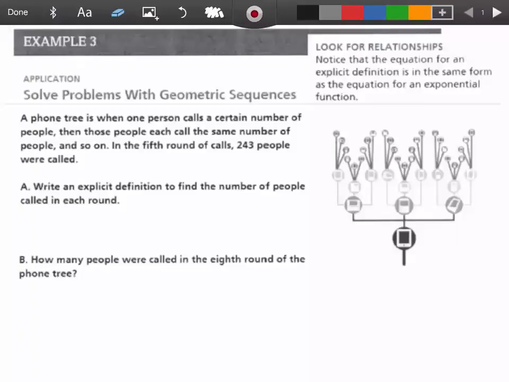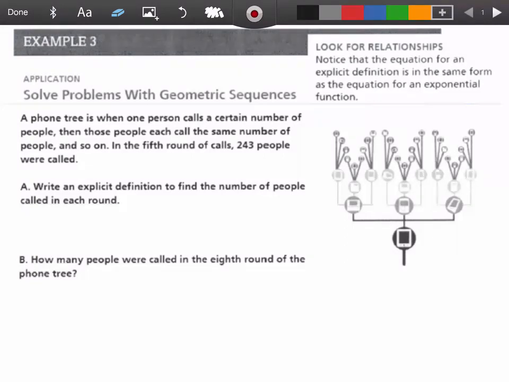Today, we will be discussing geometric sequences given a certain situation. So if we look at this, we have a phone tree, which is when one person calls a certain number of people, then those people each call the same number of people, and so on. In the fifth round of calls, 243 people were called. Write an explicit definition to find the number of people called in each round.